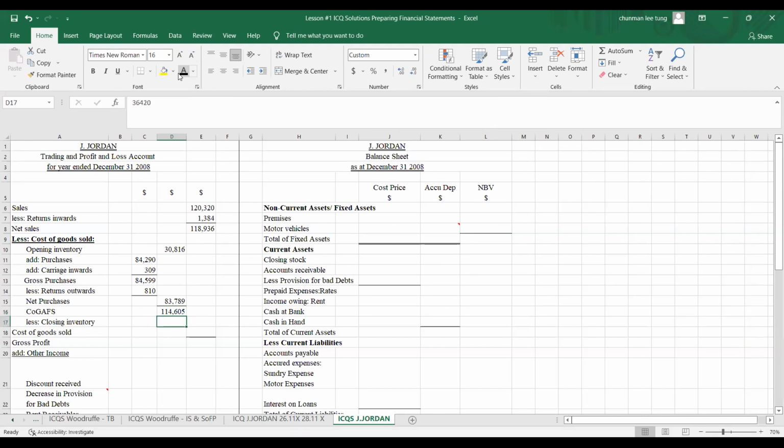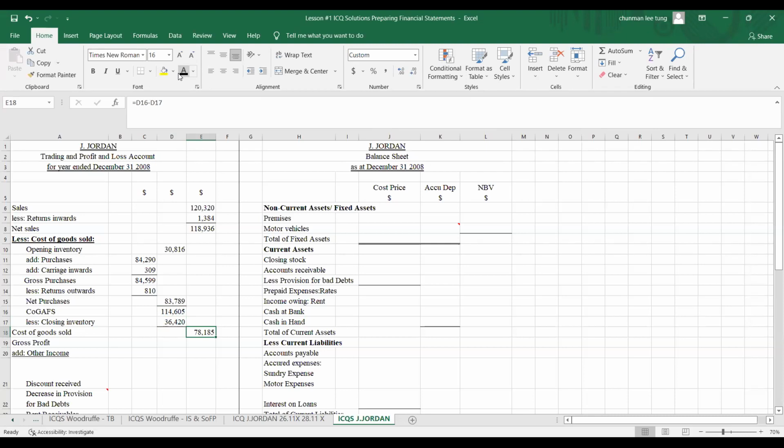Closing stock is outside the question or in the additional information. In this case, our closing stock is 36,420. And we'll get our cost of goods sold by finding the difference between the 114,605 and the 36,420. So cost of goods sold will be the difference. Very good. For those who are giving me the answers before I even present them.